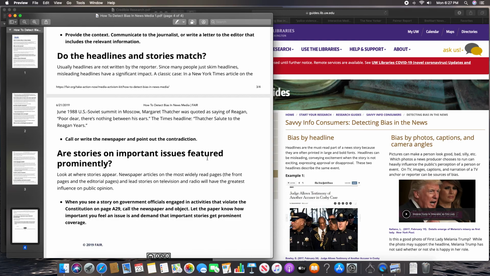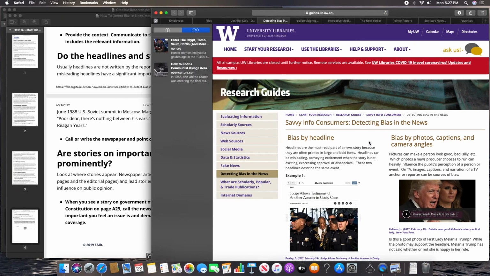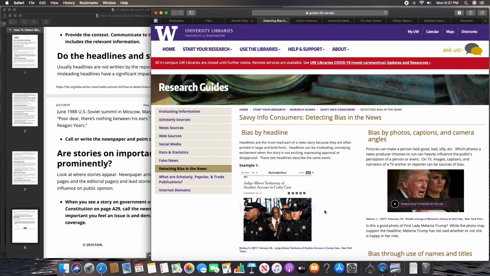Are stories on important issues featured prominently? Something that comes from the age of newspapers is something called the fold. The fold is that center crease where the newspaper is folded in half. Above the fold is the stuff right on the top, like if you were just to glance down at a newspaper, it would be the first thing that you see. Below the fold is still important stuff. It's still on the front page, but it's not as important as the stuff that the newspaper wants you seeing immediately.